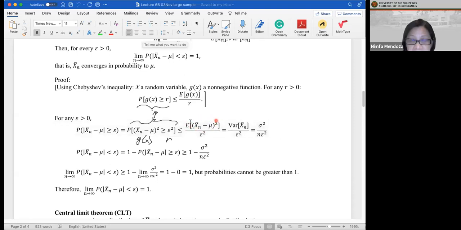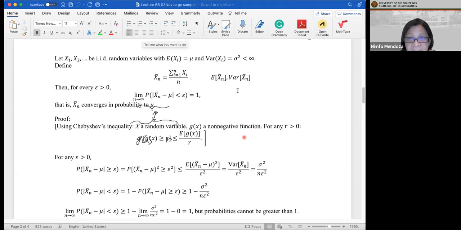If you look at the numerator here, mu is the mean of x bar n. So this is the mean square deviation from the mean. That is just the variance of x bar n. But what is the variance of x bar n? It would be sigma squared over n. So this is equal to mu, and this is sigma squared over n.